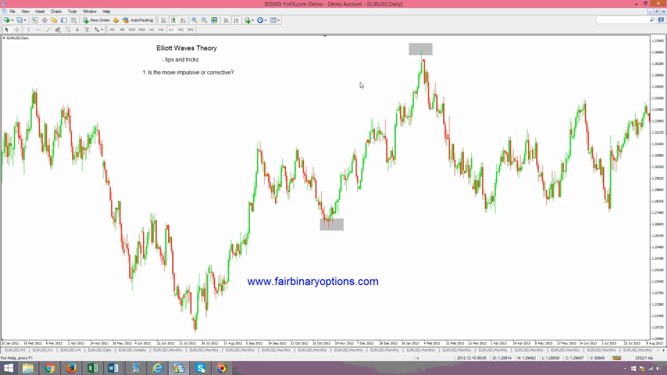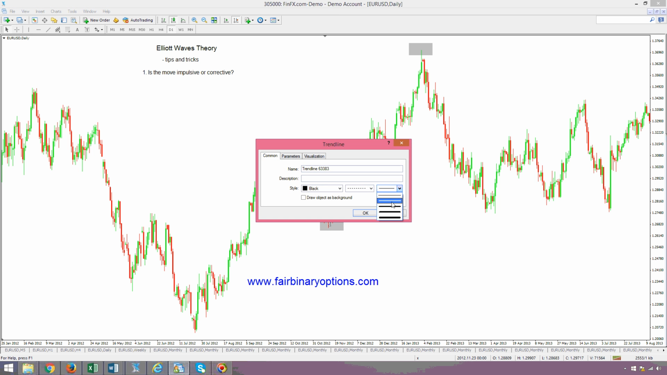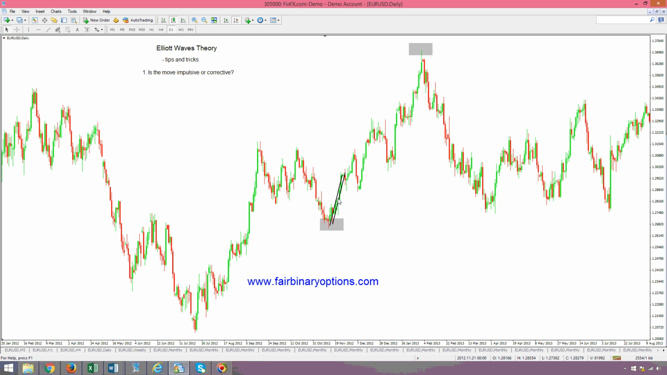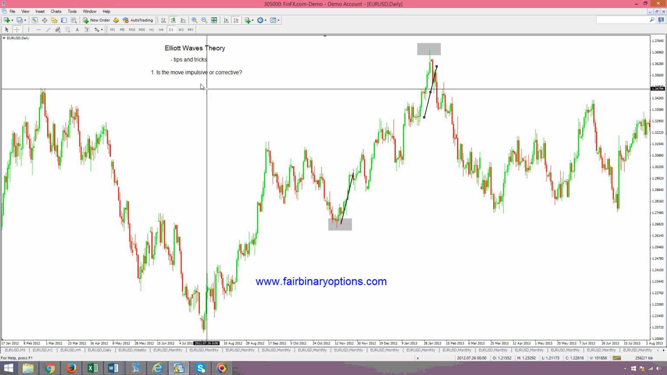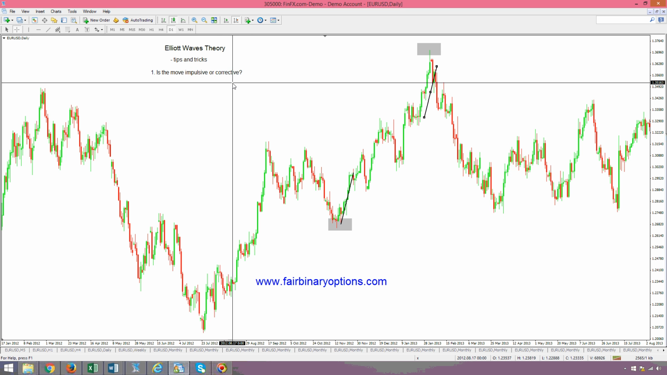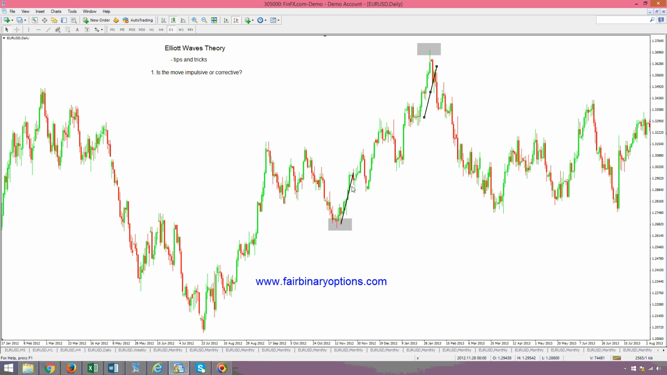This one in here has no extension. Why? Because if you measure the length of any specific leg, let's say this one, and compare the outcome with the other legs, this one in here, or this one in here, we see that they are almost equal. This is not happening in an impulsive move, so it is not impulsive. As we have only two possibilities, impulsive or corrective, if it's not impulsive, it must be corrective.